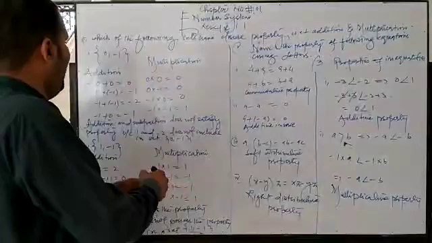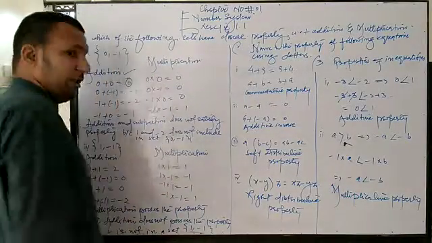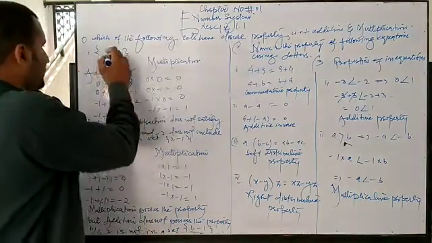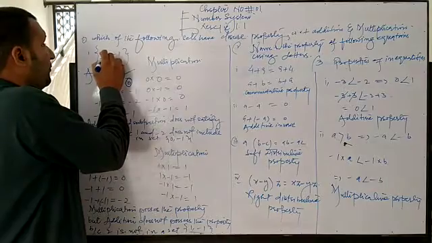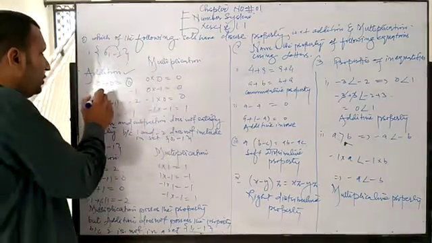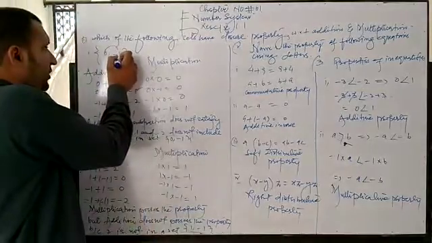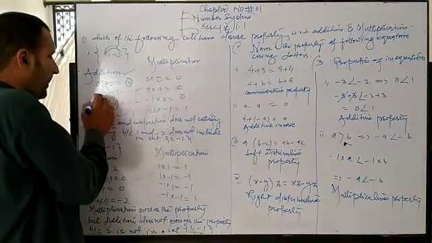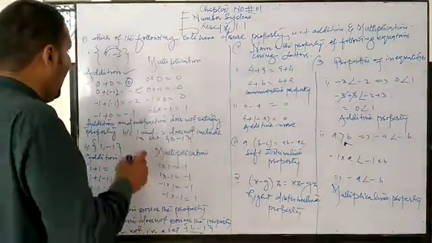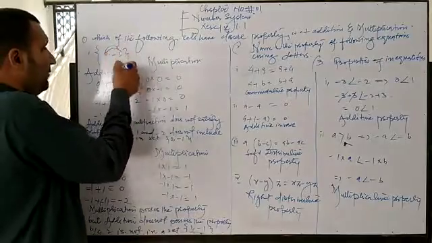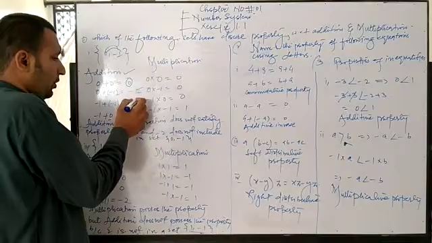First of all, addition: 0 plus 0 is equal to 0. Again, 0 plus minus 1 is equal to minus 1. Again, minus 1 plus 0 is equal to minus 1, and again minus 1 plus minus 1 is equal to minus 2.